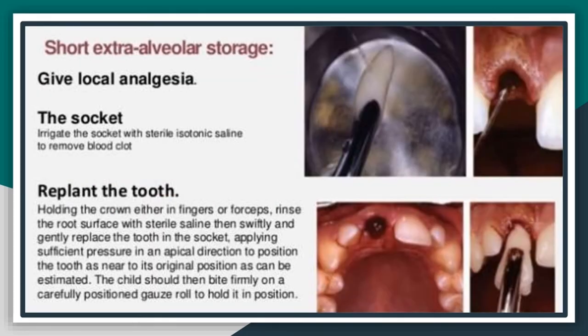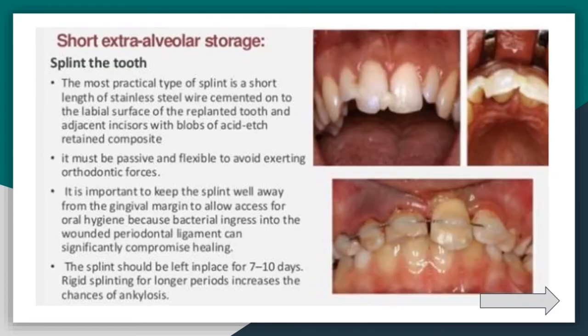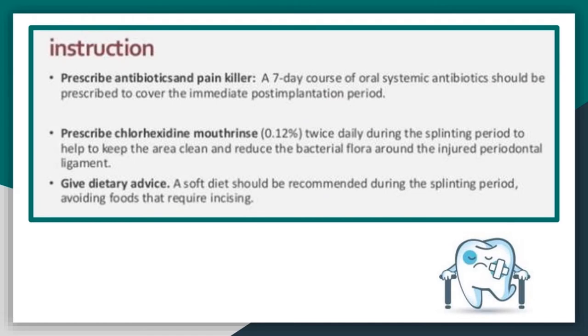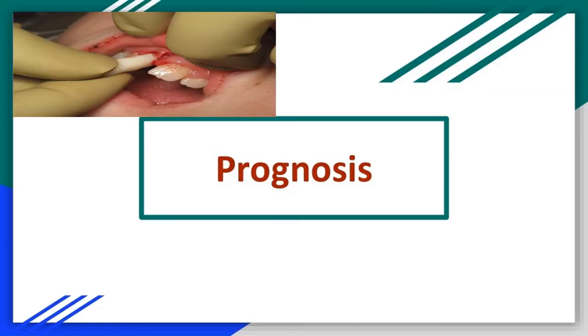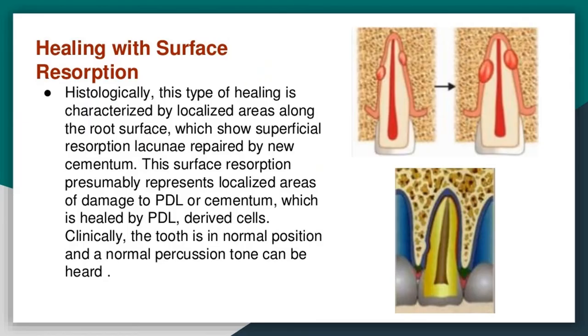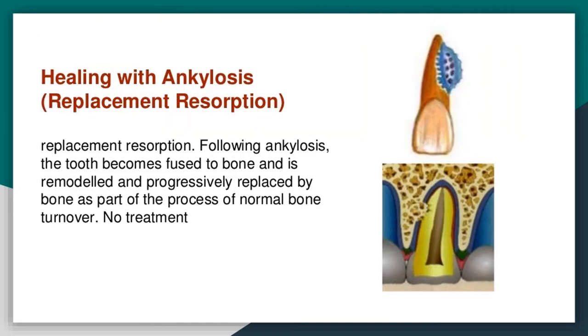Histologically, this type of healing is characterized by localized areas along the root surface which show superficial resorption lacunae repaired by new cementum. This surface resorption presumably represents localized areas of damage to the PDL or cementum, which is healed by PDL-derived cells. Clinically, the tooth is in normal position and a normal percussion tone can be heard. 15. Healing with ankylosis.